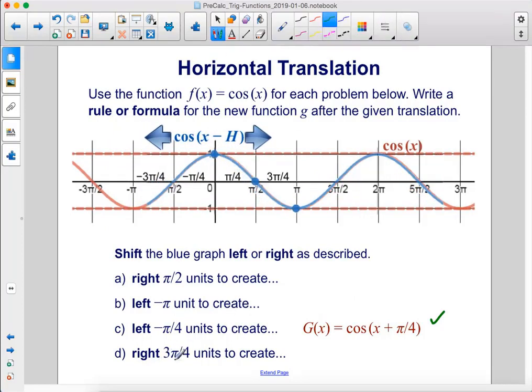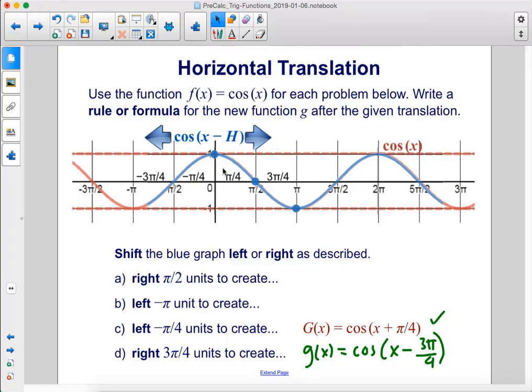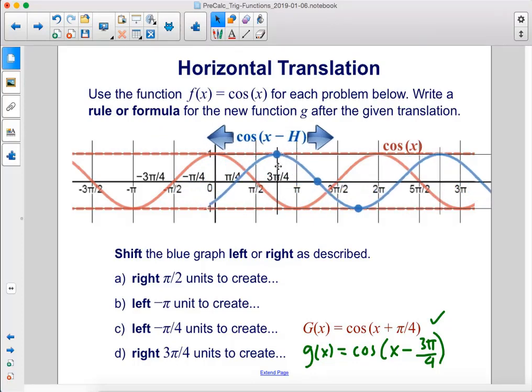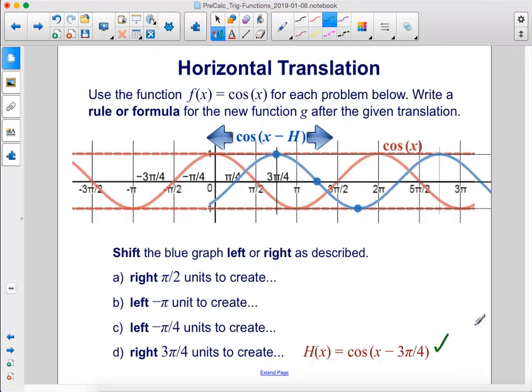We're going to move right 3 pi over 4 units. So that's going to be cosine of x minus 3 pi over 4, since h is positive. Now we're moving to the right 3/4 pi. So pi is 2 boxes, so 3/4 pi will be 1.5 boxes. So we move this 1.5 right to 3 pi over 4. And there we go.